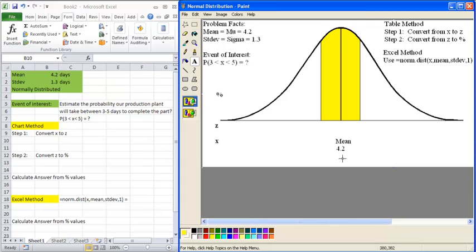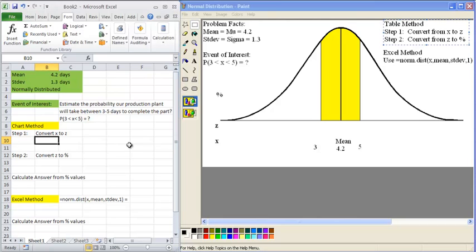The first thing we're going to do is write in our 3 and our 5. It helps when we write it in black ink. So our 3 is right there, and our 5 is right there. If we're going to do this using the chart or table method, we're going to first convert the x-score to a z-score, and then convert the z-score to a percentage. So let's convert the x-score to a z-score.